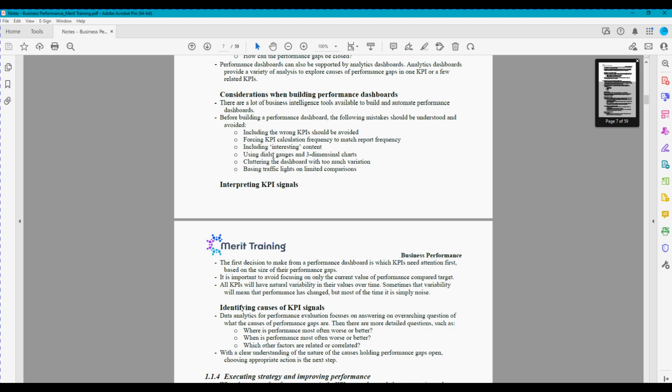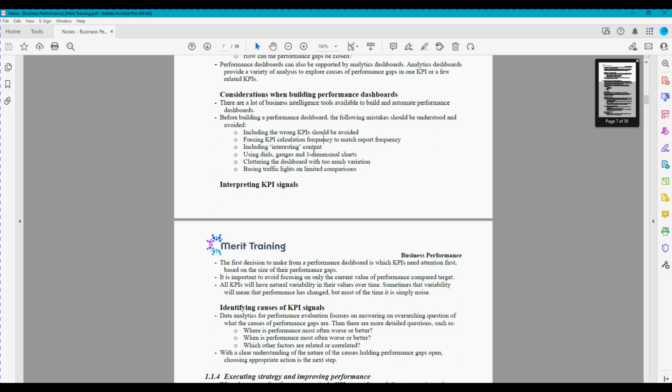I guess the other possible mistake is using dials, gauges, and three-dimensional charts. There's multiple flaws with those different types of charts. Dials, because I guess it's overly simplistic, it doesn't necessarily give you the data behind it, and it doesn't show you the trend over time. Same with gauges. And three-dimensional charts, you don't really need three-dimensional charts for data plotting. You really just need two axes, which is the number and the time period.